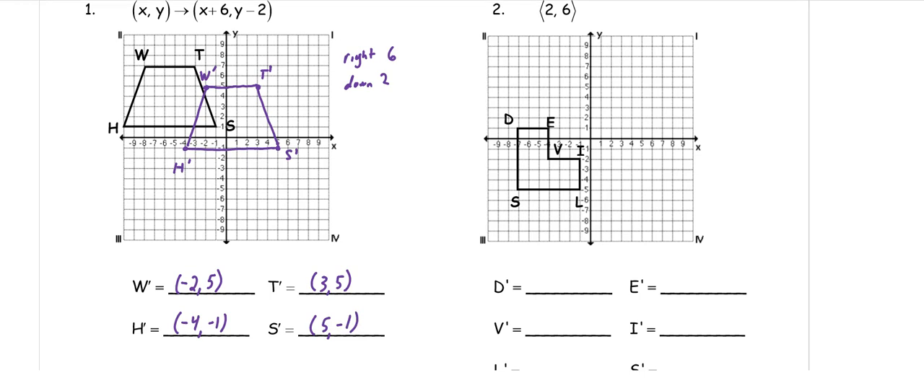Number 2, this is vector notation, but we're doing the same thing still. So 2 means that we're going to move right 2, and 6 means that we are going to move up 6. So from each point, I'm going to count right 2 and up 6, and label it with an apostrophe at each new point. So right 2, up 6, each point. So in this case, there's 6 points that we need to move.